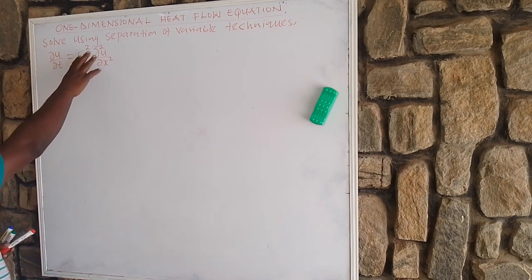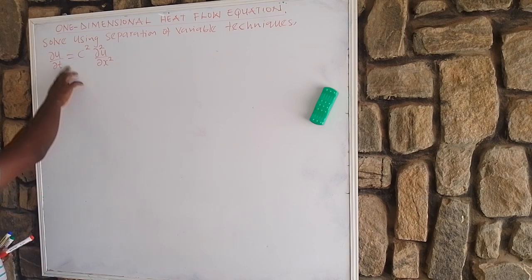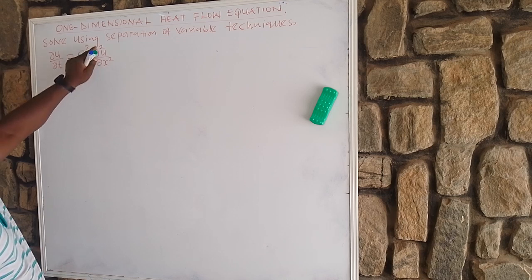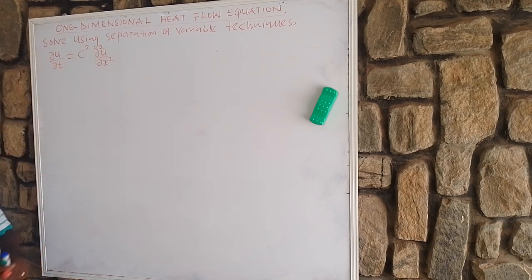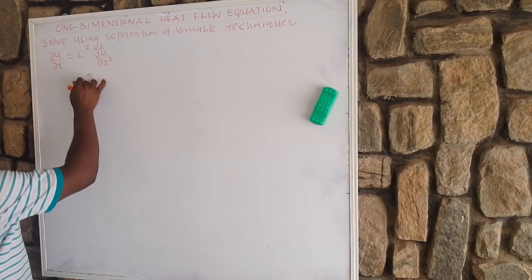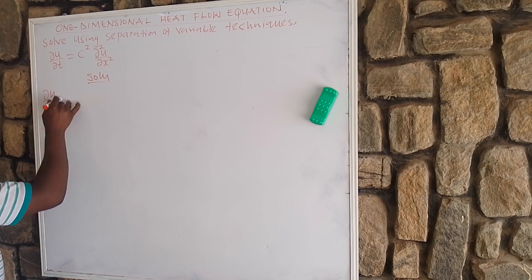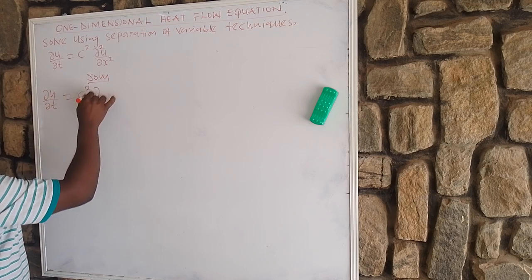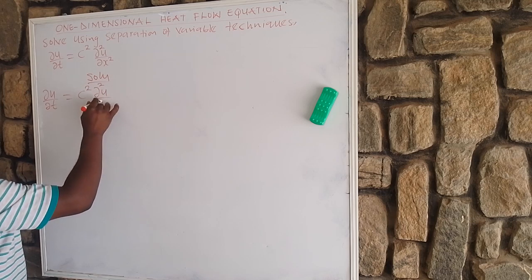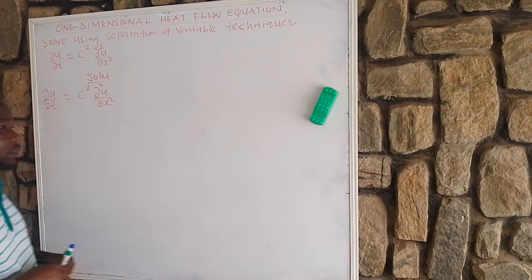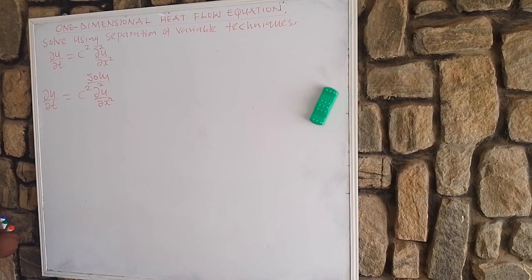Here, the heat flow equation is given as partial u over partial t equals c squared partial squared u over partial x squared. We first write the solution: partial u over partial t equals c squared partial squared u over partial x squared. Then we assume this will be a solution to this particular problem.